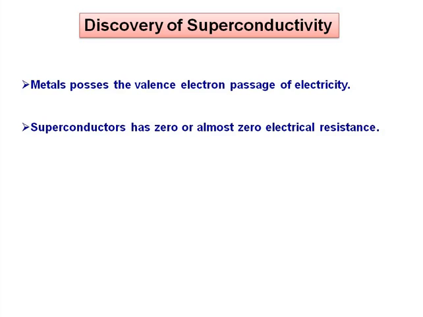Superconductivity was named after a scientist, Heike Kamerlingh Onnes. He discovered superconductivity in mercury in 1911. He found that in the case of mercury, resistance decreases with decrease in temperature, and at a temperature of 4.2 Kelvin, the resistivity suddenly dropped to zero. This is the zero resistance state, and this phenomenon is called superconductivity.